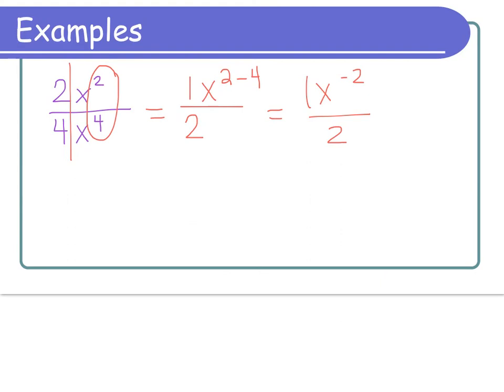But don't change that channel just yet. We have a negative power, which means the x's are in the wrong part of the fraction. Move them to the bottom, so we could have 1 over 2x squared. Remember, the reason for that is that there were more x's on the bottom of the original problem, and so there's x's still in the denominator in the final answer.